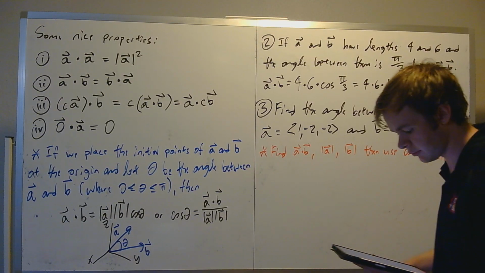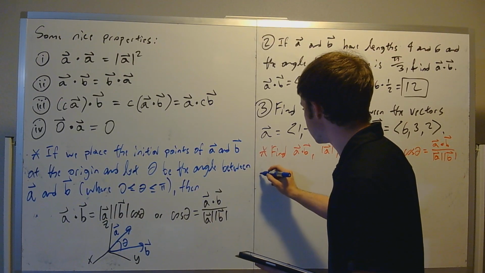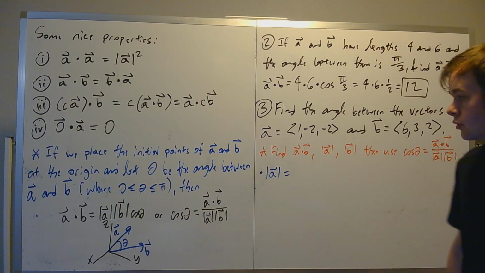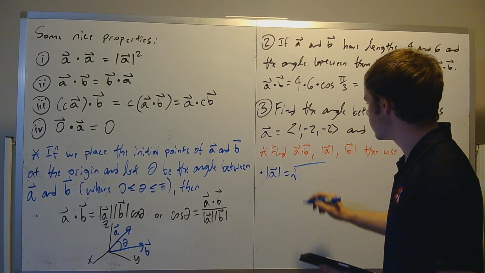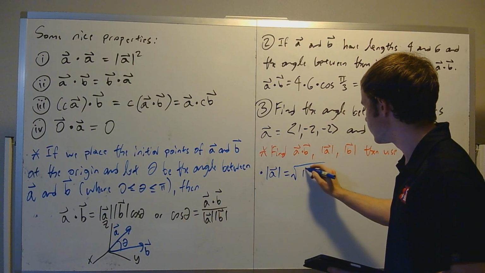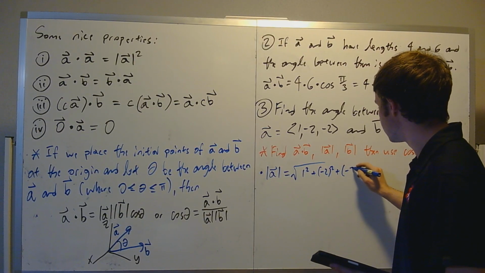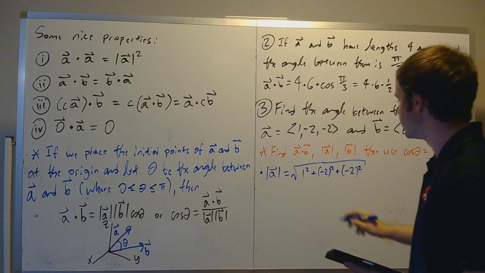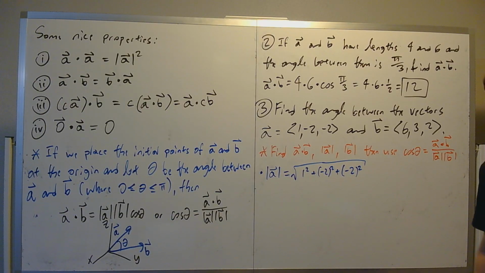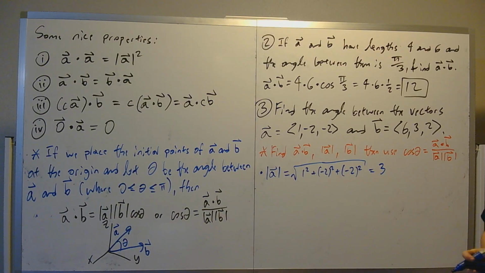So the first thing I'll try to find is length of A. Remember, in order to find the length of a vector, we take the square root of the sum of each of the entries squared, right? So we square the first entry, plus we square the second entry, plus we square the third entry. Right? So that's how we find the length of A. So we just compute what this is. This is 1 plus 4 plus 4. Square root of 9. Square root of 9 is 3. So that's our answer there.